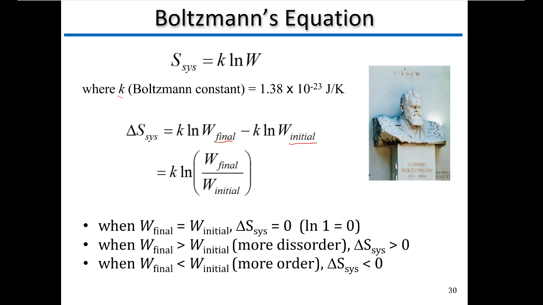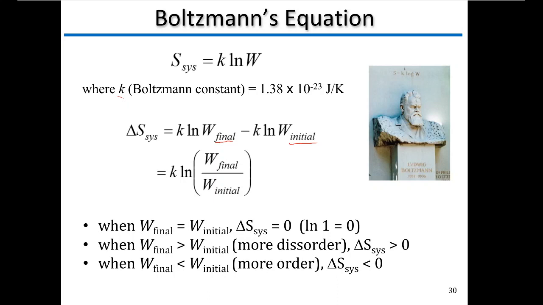We can pair these together and say that the change in entropy of the system is equal to the Boltzmann constant times the natural log of the final microstates over the initial microstates. We can use this to interpret our change in entropy. If the microstates we end up with are the same as the microstates we begin with, delta S is going to be equal to 0, since the natural log of 1 is equal to 0. Remember, we're taking the natural log of this portion of the equation.